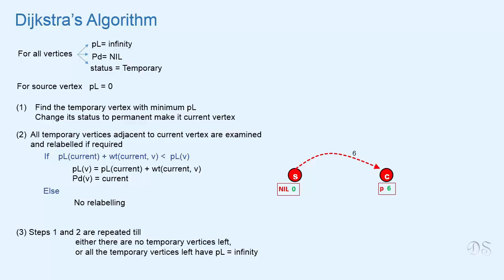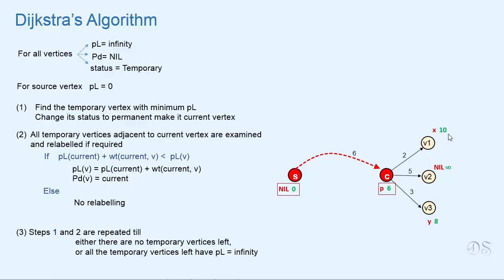Now we have to examine the temporary vertices that are adjacent to this current vertex. Suppose we have these 3 temporary vertices adjacent to this vertex C and these are the labels. Now these are temporary vertices, so their labels are not fixed. We can change them whenever we get a shorter path. First let's examine this vertex V1.